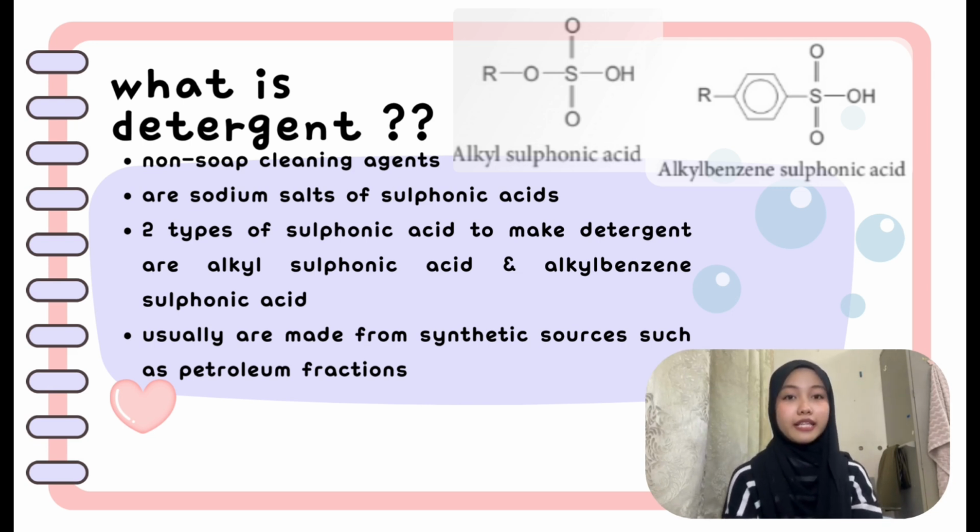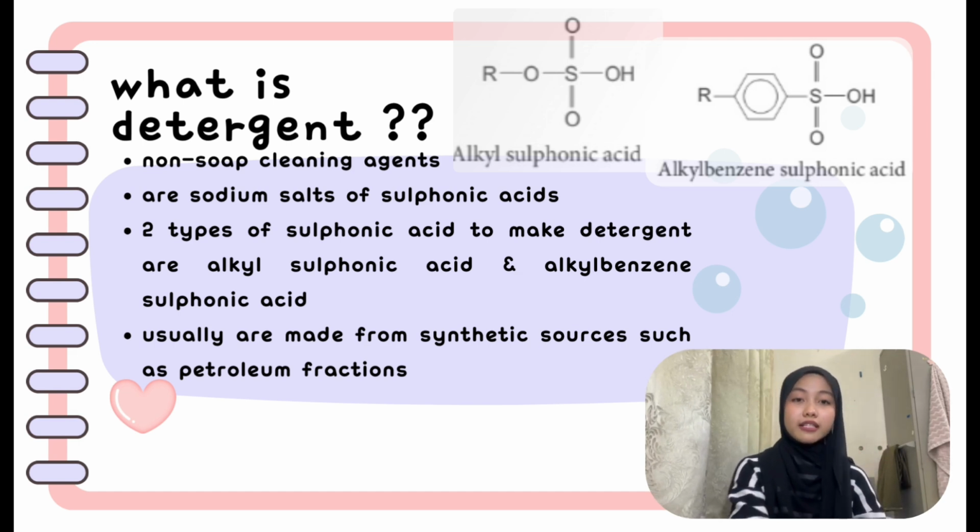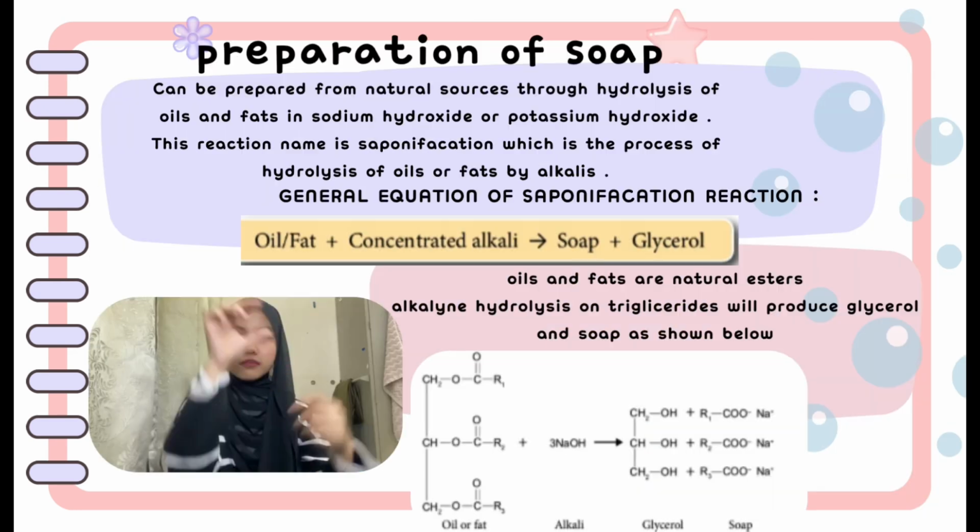To make detergent, there are two types of sulfonic acid that need to be used: alkyl sulfonic acid and alkyl benzene sulfonic acid. Detergents are usually made from synthetic sources such as petroleum fractions.